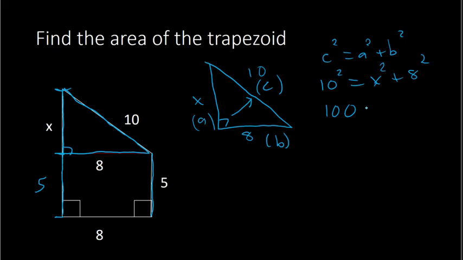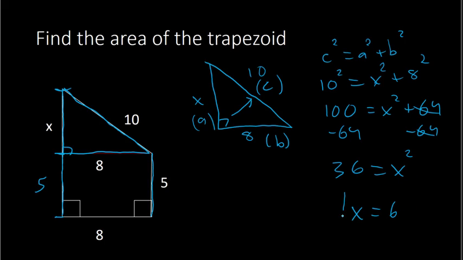And then we can solve this. 100 equals x squared plus 64. I can solve for x by moving the 64 to the left side, and I do that by subtracting. We now have x squared equals 36. So what squared is 36? Well, that's going to be 6, because 6 times 6 is 36.